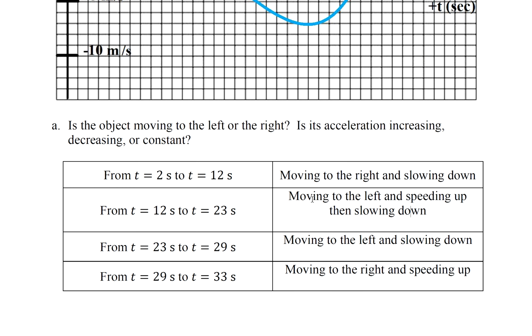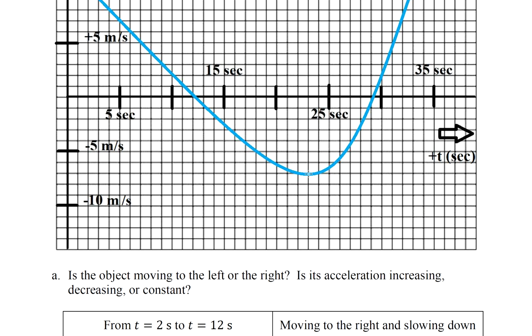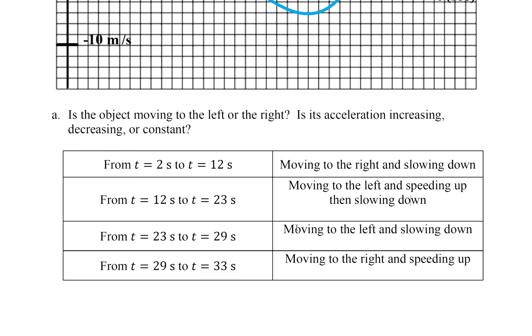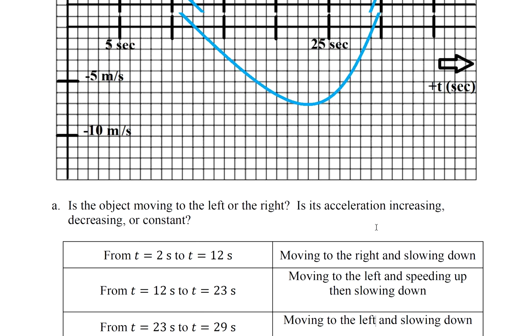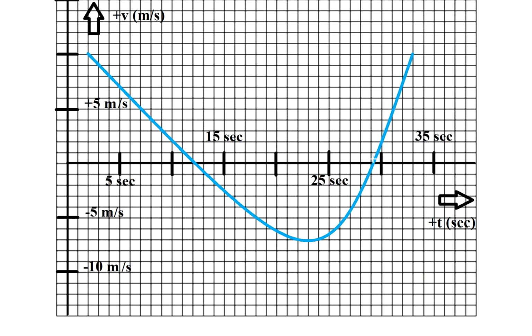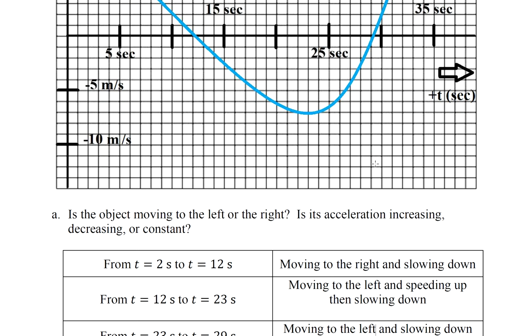Then from 23 to 29 seconds, you could see that it's moving to the left, but it's slowing down. Why is it moving to the left? Because we're still below the horizontal axis. It's moving to the left and it's slowing down and it stops. And then from 29 to 33 seconds, it's speeding up and moving to the right. It's speeding up because the slope is positive, and it's to the right because we're above the horizontal axis.